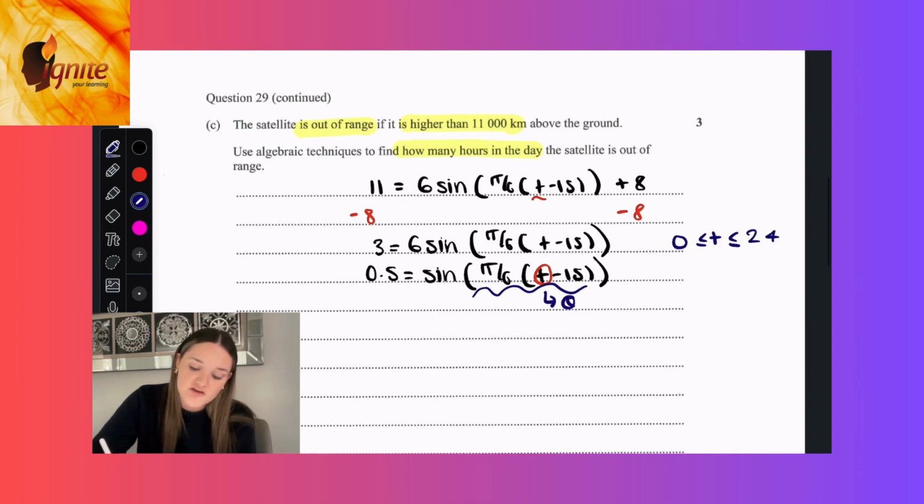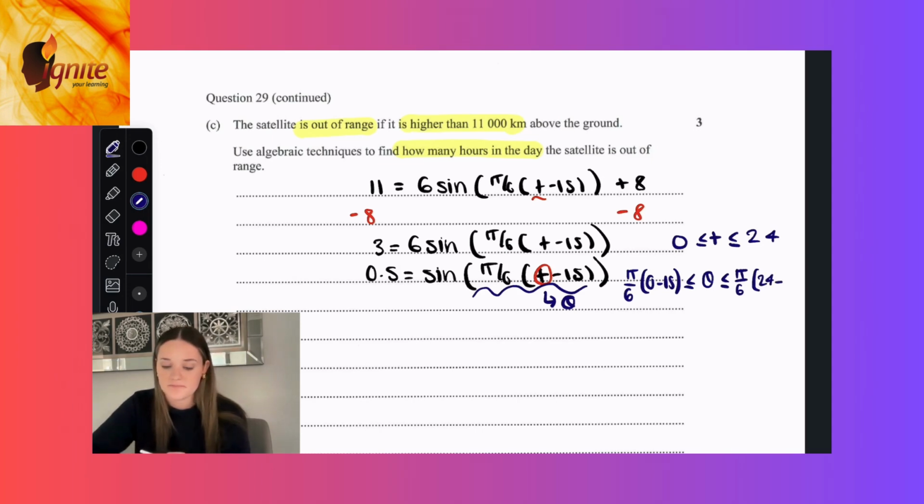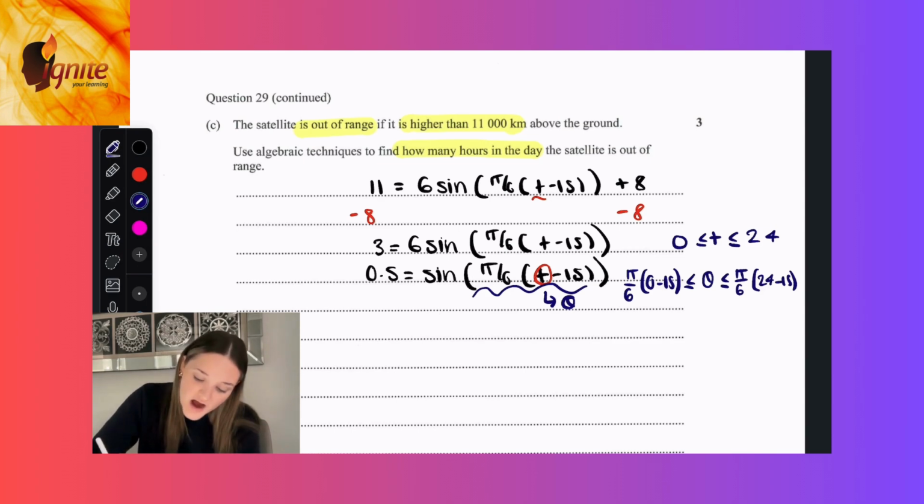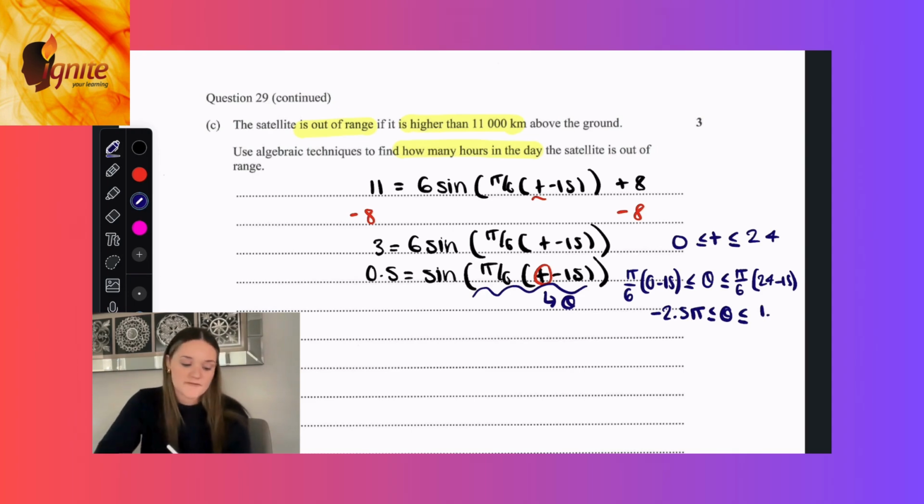So now I have a domain for my new variable theta, which is found by substituting in my previous domain points. What I mean by that is pi on 6 times 0 minus 15 is going to be my starting point, and pi on 6 times 24 minus 15 is going to be my ending point. So negative 15 times pi on 6, you get negative 2.5 pi. Pi on 6 times 24 minus 15, you get 1.5 pi. That's quite different from what I originally had. So I'm going to use this new domain to see how many values of t I can get.